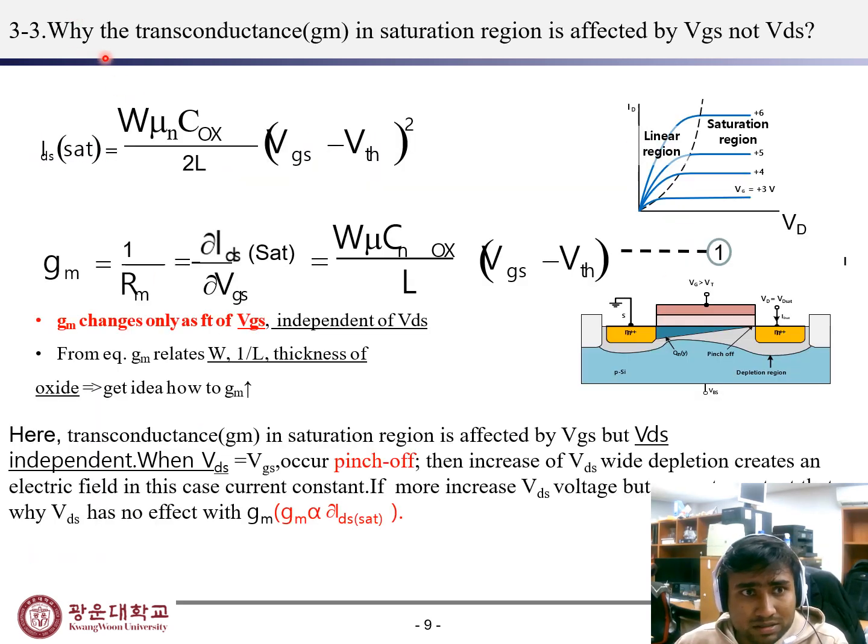Here is the question: why is the transconductance in the saturation region affected by the gate-source voltage, not the drain-source voltage? From equation 1, transconductance Gm equals the change in saturation current over the change in gate-source voltage. That's why the transconductance is proportional to the IDS current.